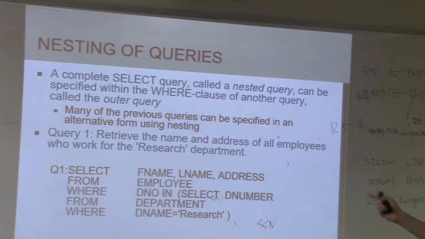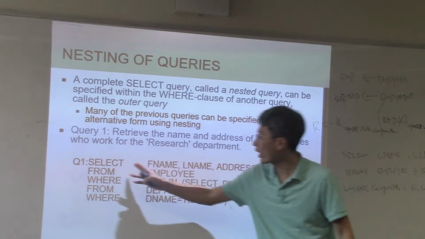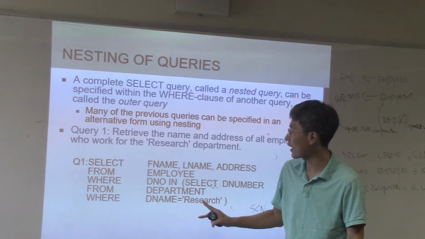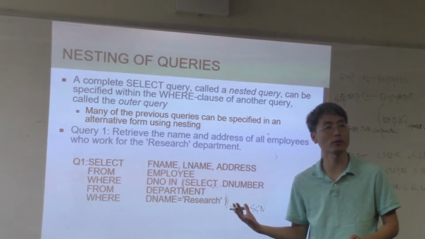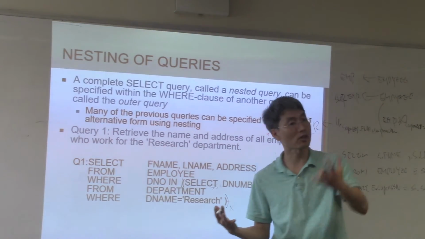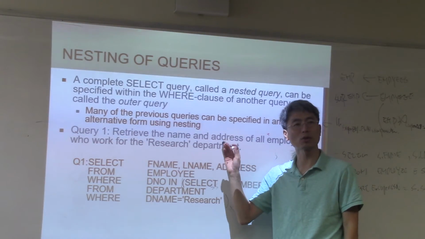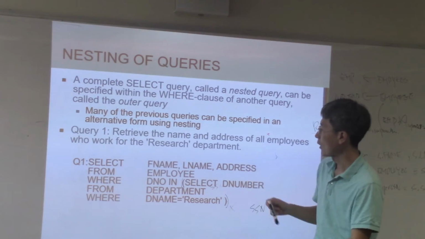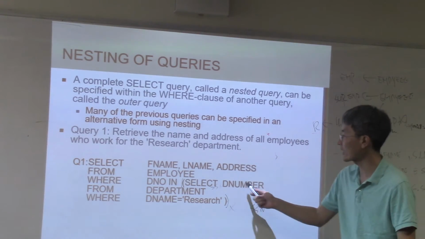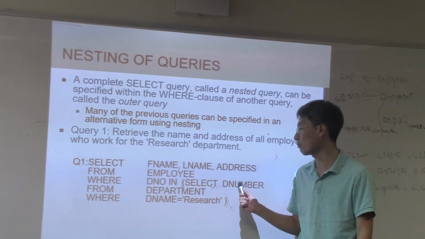So the next one is the query inside the query. It means we have one SQL block, but inside it, from here to here, we have another SQL block. A query inside a query is called a nested query. So let's see the example, retrieve name. We already saw how to solve this problem using a join operation. But what if we do it this way? First, we select the research data, meaning the D number of the research department.